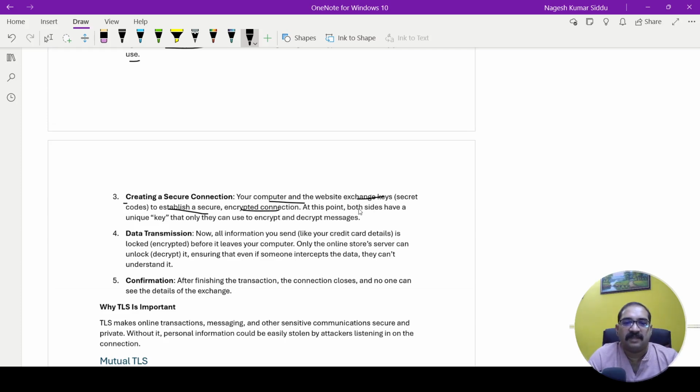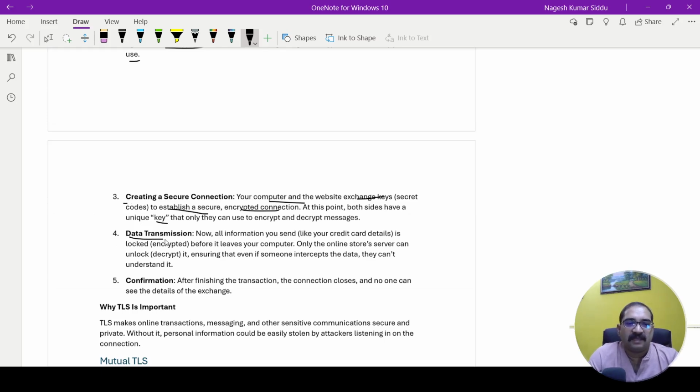At this point, both sides have a unique key that only they can use to encrypt and decrypt the messages. How to create the key is a different topic. I will explain it some other time, but assume that this is unique and nobody else knows what this key is. Only the two parties know it.